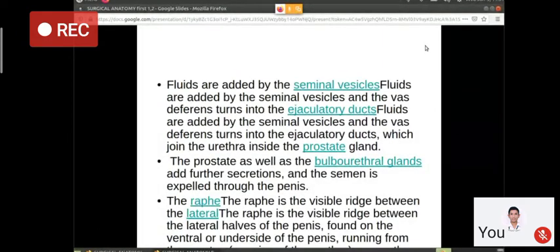The raphe is the visible ridge between the lateral halves of the penis, found on the ventral undersurface of the penis.